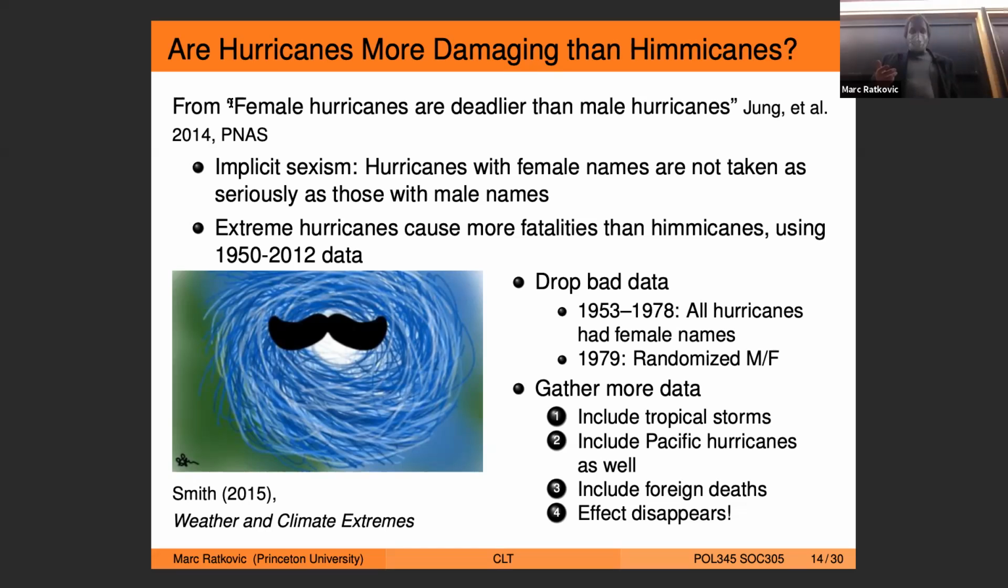So in this case, some people went through, not the authors, and included tropical storms. The authors only looked at Atlantic hurricanes, then they included Pacific hurricanes as well. And then they also included foreign deaths because the hurricanes actually go through the Caribbean and touch Mexico on both sides. And the effect disappears. So people read this paper and kind of rolled their eyes at it and went, oh gosh.